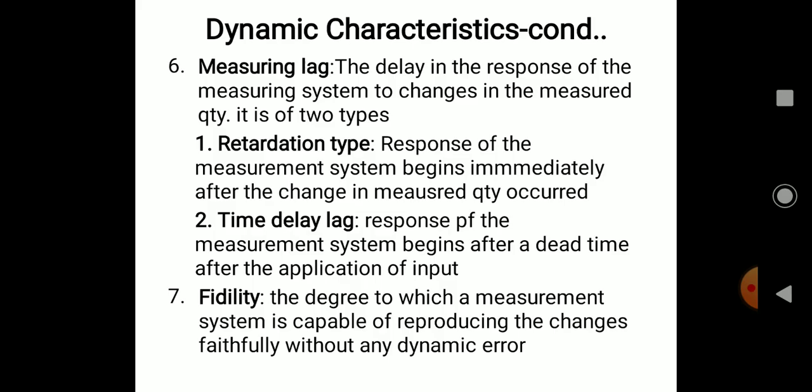In some instruments there will be a fidelity meter, which is a sensing element. When the component makes contact with the measuring anvil, it starts deflecting. Then the operator knows that sufficient contact pressure has been applied over the component. Otherwise, each and every person applies their own force and gets different readings for the same input, and the fidelity error will be there. So fidelity means the degree to which the measurement system is capable of reproducing the changes faithfully without any dynamic error.